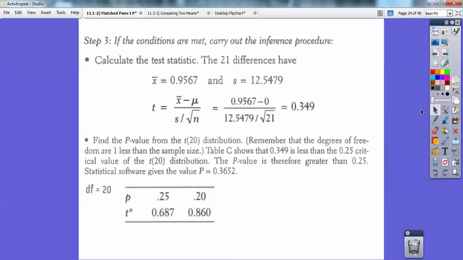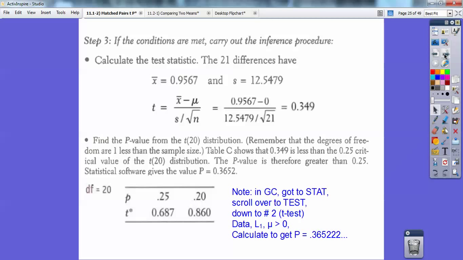And so to do it on the calculator, you guys, here's how you do it. You go into stats, scroll over to test at the top, go down to number 2, a t-test, and since the data is in our calculator, then we press data. If you had those differences in list 1, or in our case, we're going to do it in list 3, and we're looking for greater than. There's three choices: not equal to, less than, or greater than. So we chose greater than, which is our alternative hypothesis. And then hit calculate, and it'll give you this 0.36522, which is this right here.